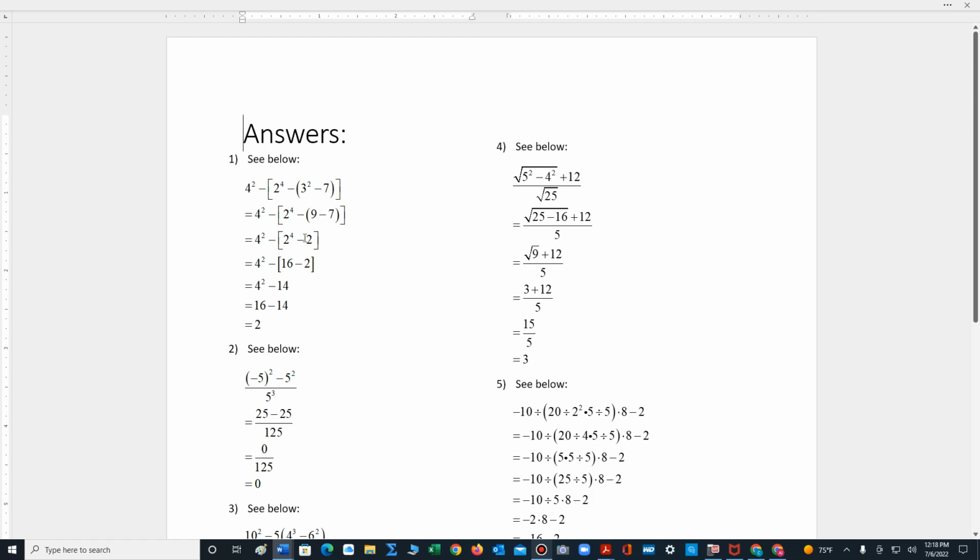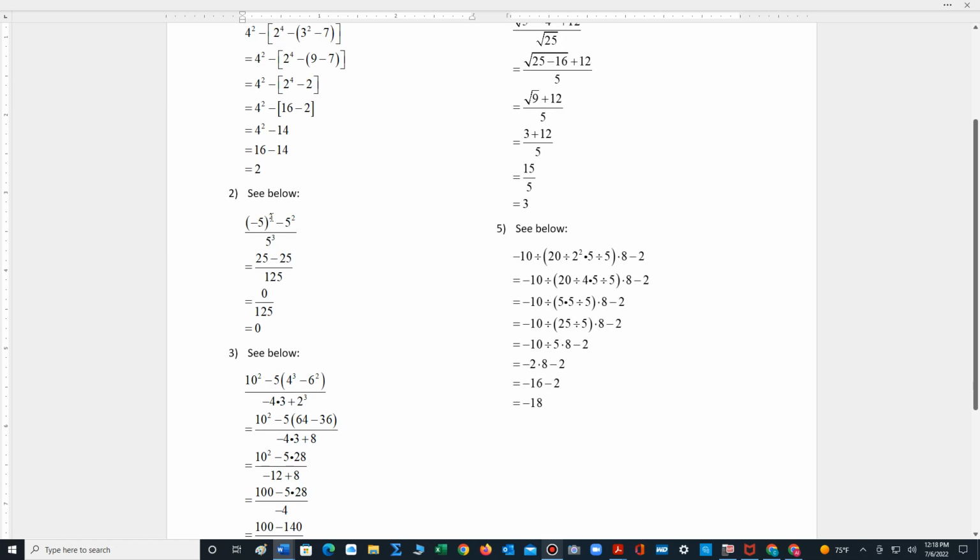Now we have to work our way out of the brackets. 2 to the 4th is 16. 16 minus 2 is 14. Drop the brackets. Then we evaluate 4 squared, 16. 16 minus 14, 2.